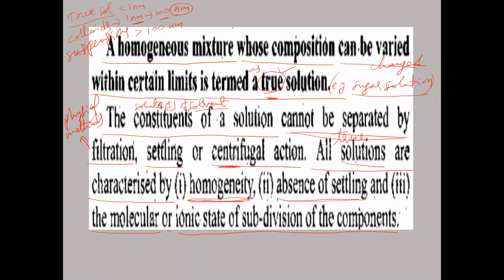Next, absence of settling. That means the particles of solute in the true solution will not settle at the bottom of the vessel. That is the absence of settling. And what? The molecular or ionic state of subdivision of the components. Suppose we dissolve NaCl in water, we get what? Na+ and Cl-. Further, the Na+ particle will not dissociate, and Cl- will not dissociate further. NaCl divided into Na+ and Cl- and dissolved, but subdivision of Na+ will not take place again.